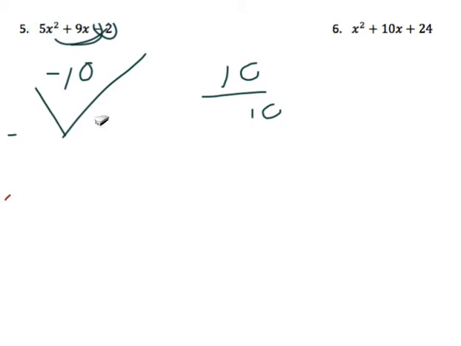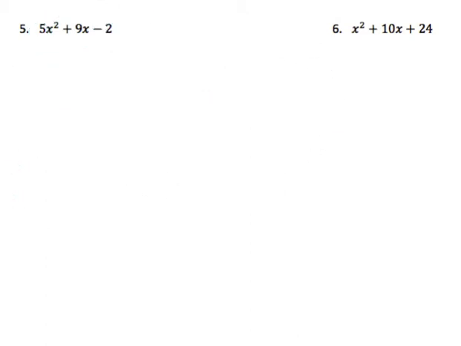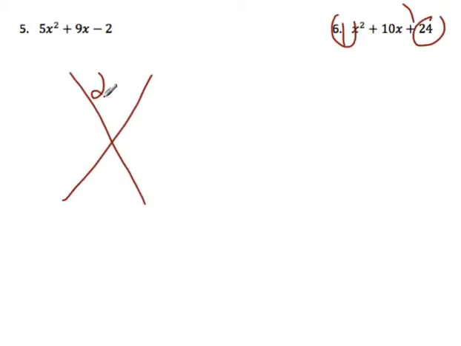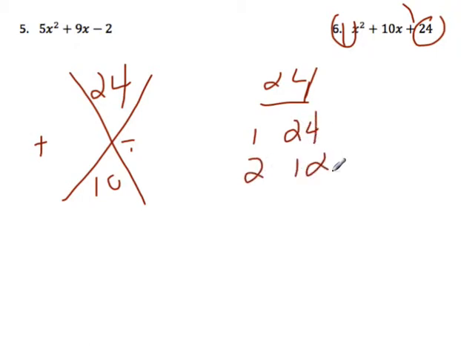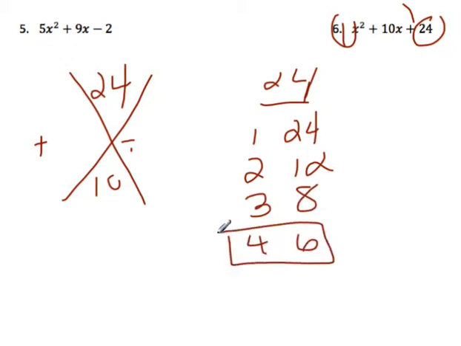So for number 6, let's go ahead and set up that x. So we're going to take 1 times 24. So we're multiplying to 24 and adding to 10. So since both are positive, then both our factors need to be positive. Let's take a look at what multiplies to 24. We have 1 and 24, 2 and 12, 3 and 8, 4 and 6. So the two that are going to add to 10 are going to be 4 and 6.